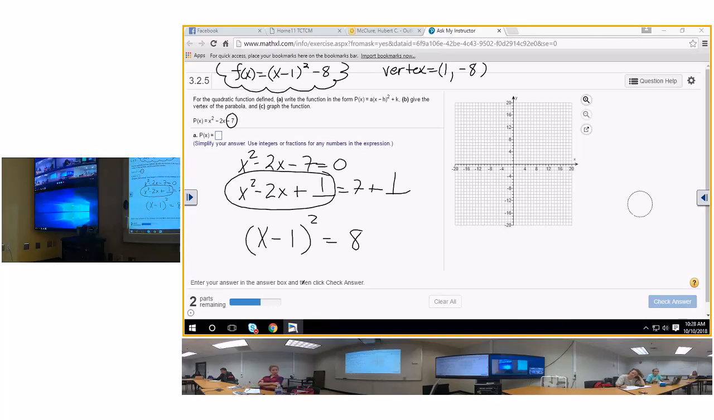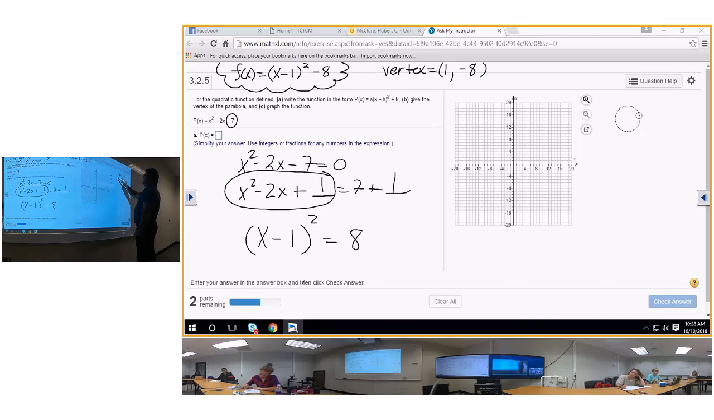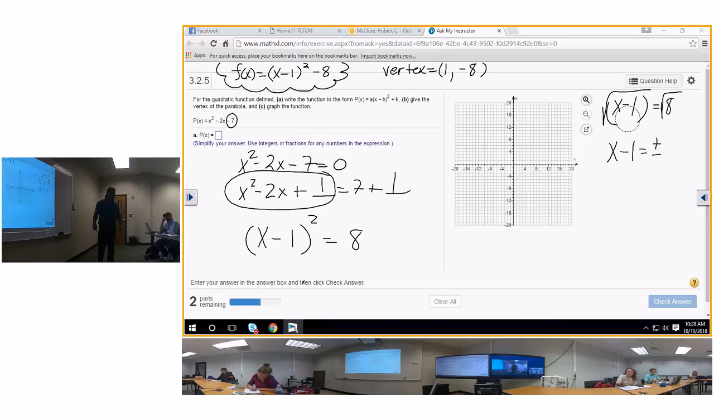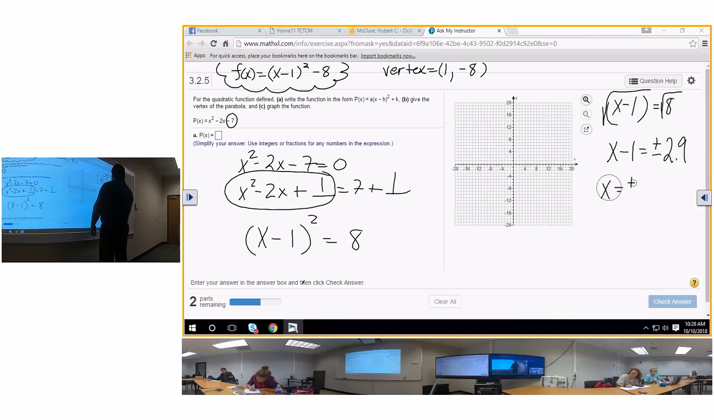So let's bring it over here. X minus 1, quantity squared, is equal to 8. Take the square root of both sides. X minus 1 is equal to positive or negative. Well, if the square root of 9 is 3, what do you think the square root of 8 is? 2.9, that's right, class. So x equals positive or negative 2.9 plus 1.